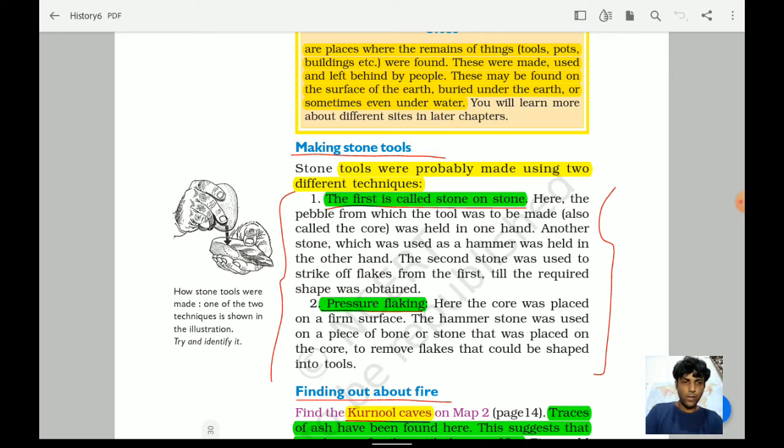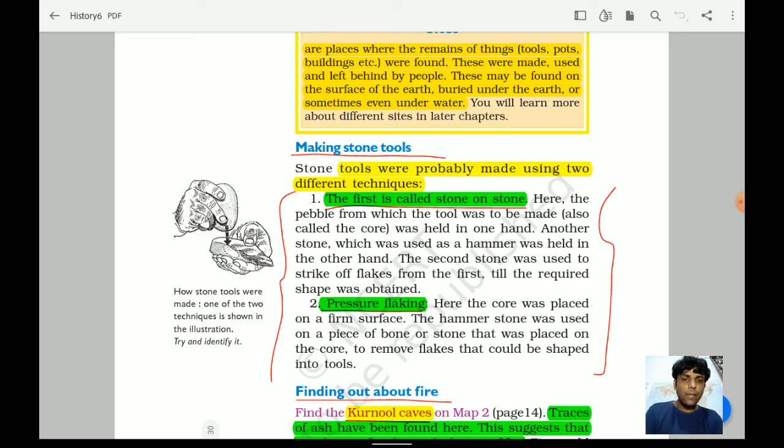As we have already seen in the earlier images, there were crude shaped stones and different shaped stones. So they must have carved using this method, stone on stone. Using one stone as a hammer and holding another in hand, by hitting those stones they must have given the desired shape, so they could use it for different purposes, like skinning the animal, digging, or chopping the meat. So these were the things.